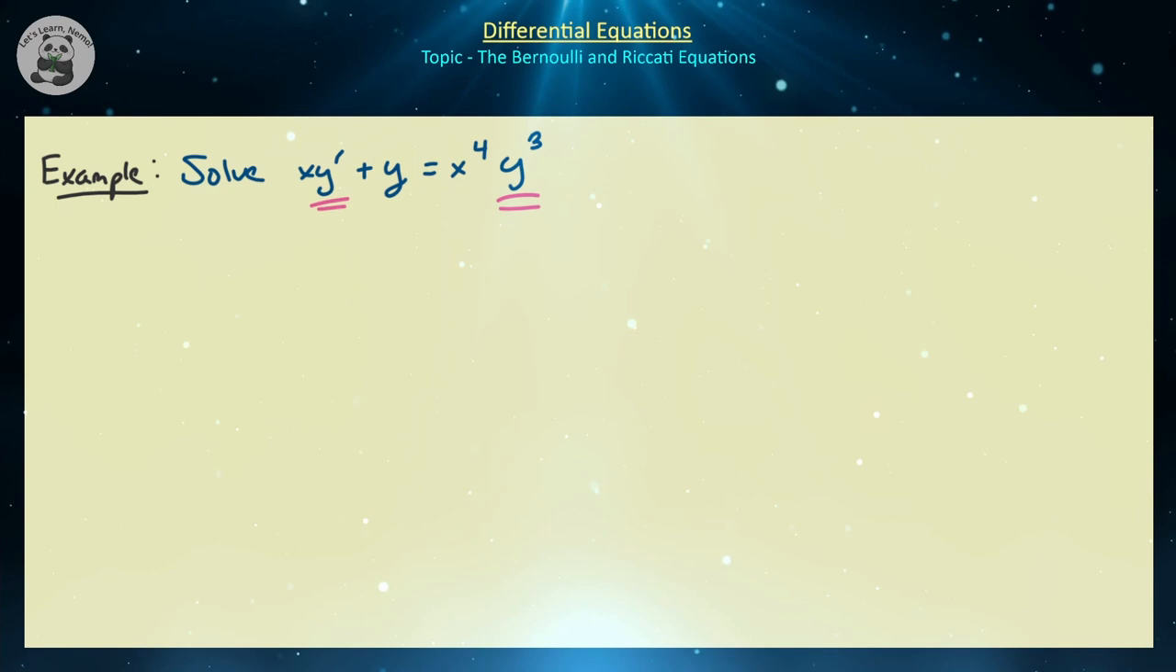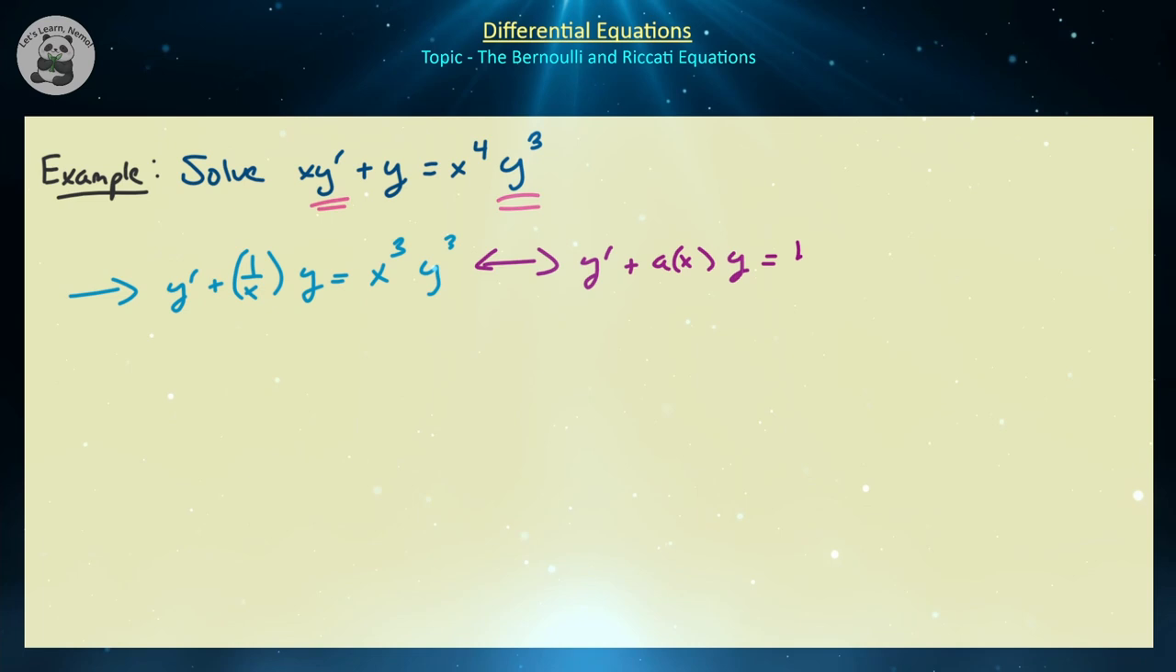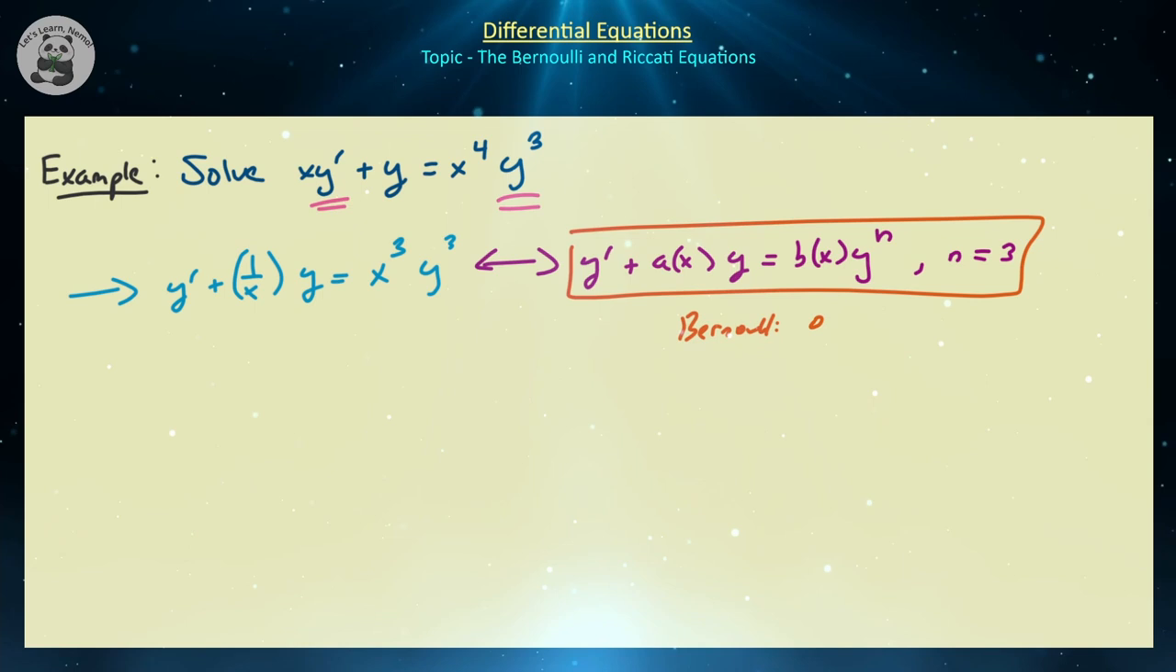Hopefully, since it's nonlinear. So let's just rearrange this, and I'm going to just start by solving for the y prime term. So I'm going to have y prime plus 1 over x times y is equal to x to the power of 3 times y to the power of 3. So what we have here, if we start naming some things, is y prime, some function of x times y, is equal to some function of x times y to the power of n, where n is equal to 3. So this particular structure we already have named, this is just a Bernoulli ordinary differential equation with n equal to 3, and we already know how to solve this particular type of nonlinear equation.